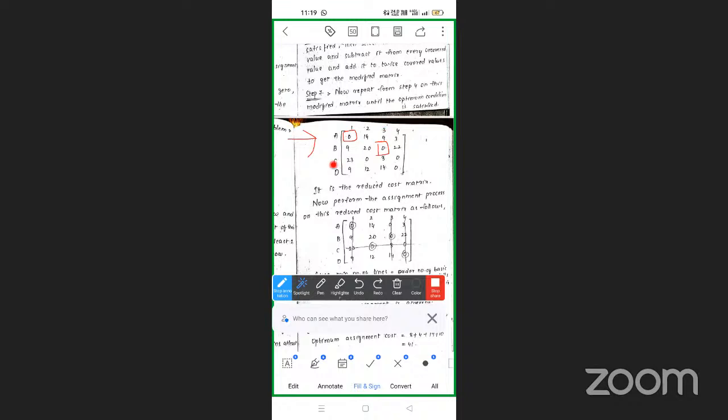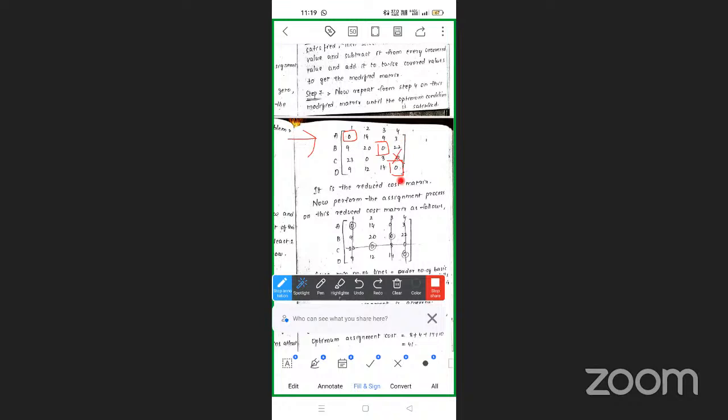Next, the third row. The third row has two zeros, so we leave it. Next we choose the fourth row. The fourth row has only a single zero, so we mark that zero and cross out any zeros in that column. In the second column, one zero is there, so cross out that zero.